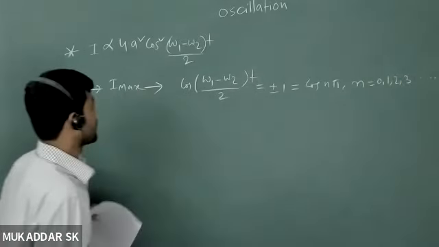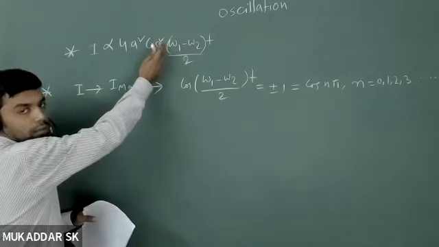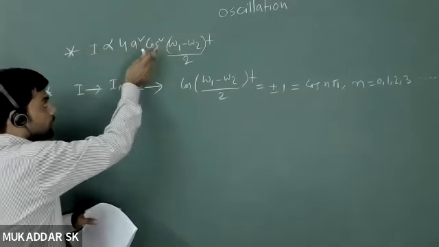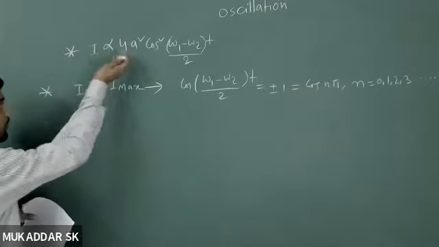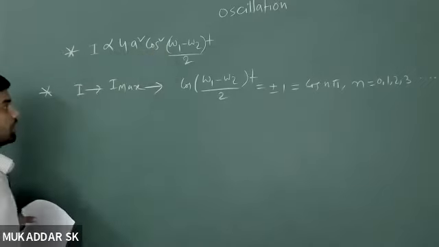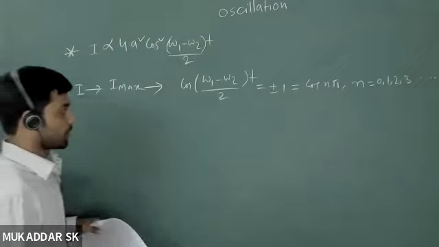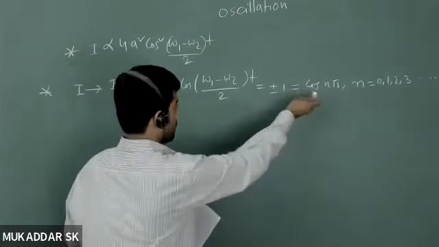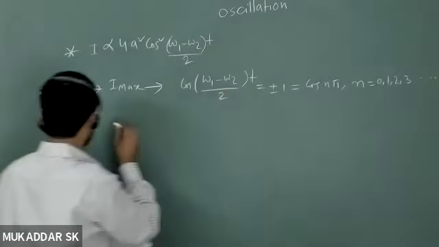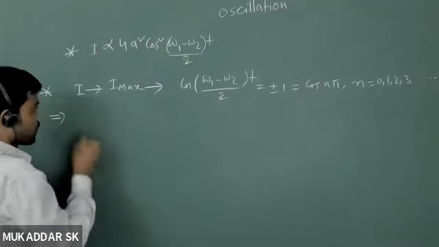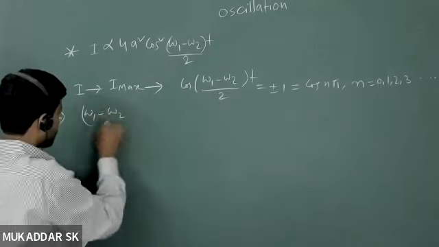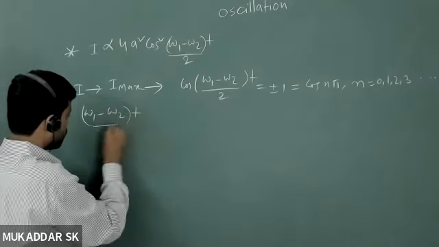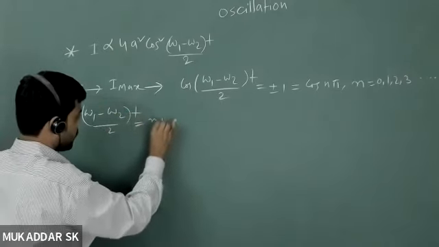Okay? It is not that you will not get maximum intensity for minus 1, because this is a cosine square, right? So if you take minus 1, again I will be maximum because minus 1 whole square will be a positive number. Okay, so from this equation I can write that (omega 1 minus omega 2) into t divided by 2 should be equal to n pi, right?